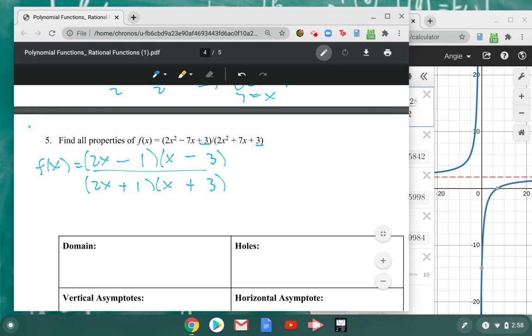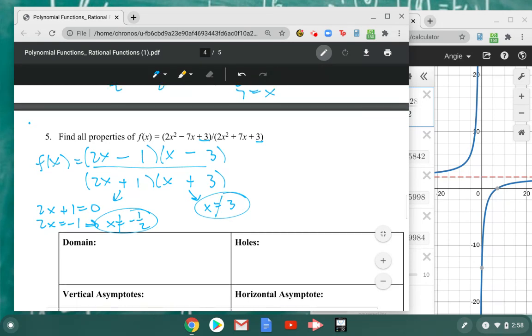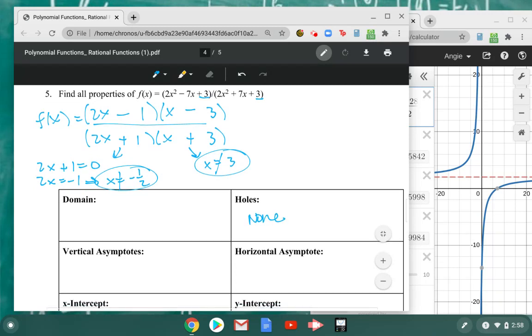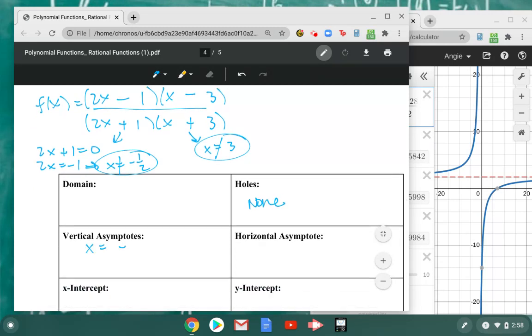That means that the zeros that I get from the denominator are all vertical asymptotes. So I get a -3 here. For this one, you can just do a tiny bit of math. 2x plus 1 equals 0, 2x equals -1, and x is -1/2. Okay, so these are my domain restrictions, really not equals. If I'm doing them for my domain restrictions, there are none. Vertical asymptotes, I have x equals -1/2, x equals 3.